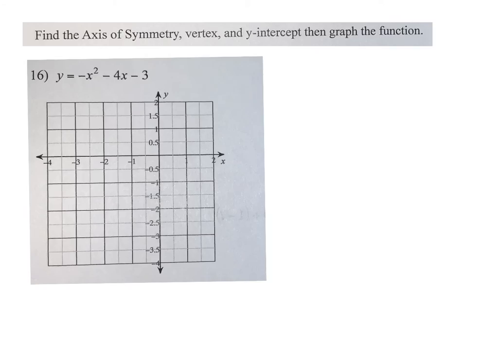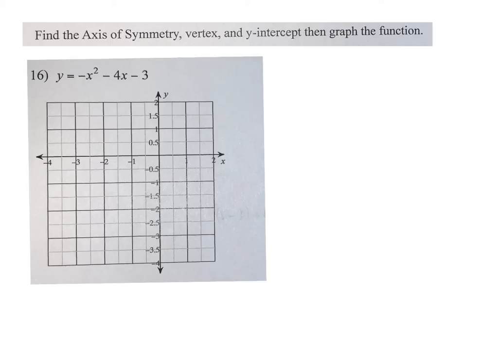So this is a multi-part question, meaning you will get a point for the axis of symmetry, a point for the vertex, a point for the y-intercept, and a point for the graph itself. All right, this is a 4-point question. Please don't leave a 4-point question blank.